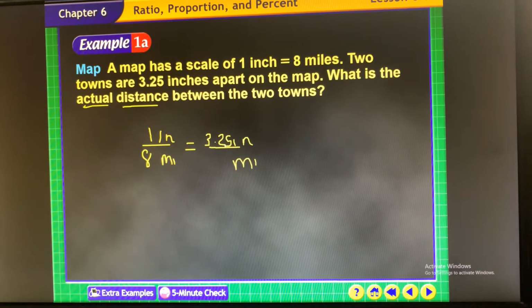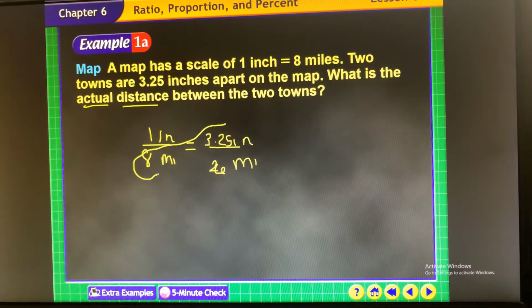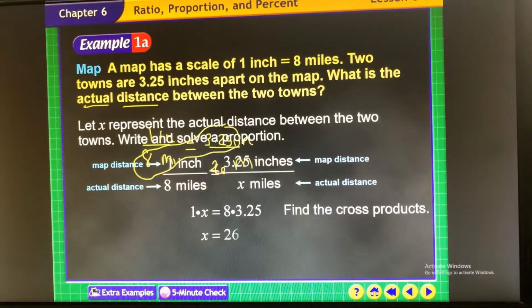So really, cross multiply is all you need to do. So you're just multiplying 8 times 3¼ and you get 26. So there's 26 miles between the two towns. So it's pretty easy. Just pay attention to the directions, okay? Because things are going to change slightly.